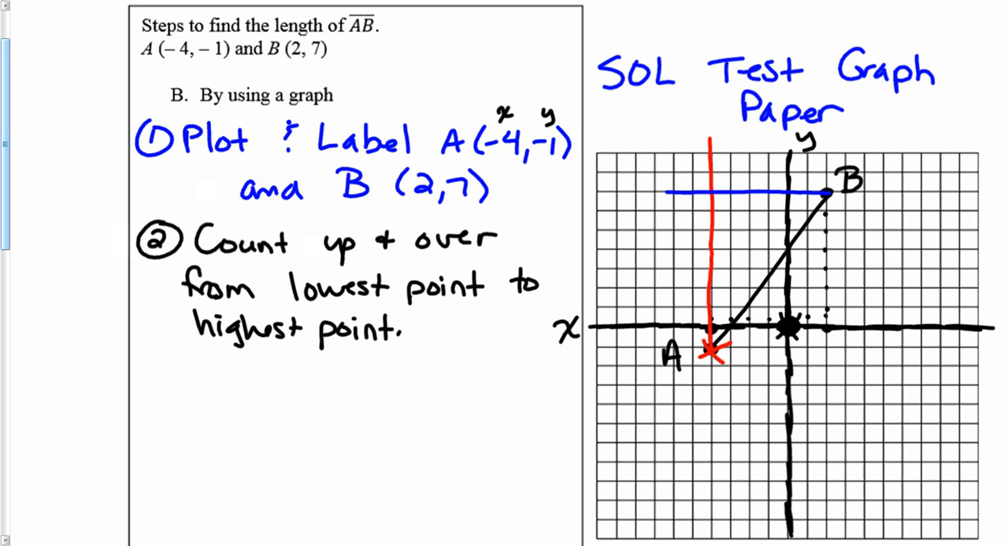Then I'm going to count 1, 2, 3, 4, 5, 6, 7, 8. So from A up is 8. So I went up 8, and now I need to count my over. My over from here is 1, 2, 3, 4, 5, 6. And my over is 6. And from here, we should be rocking and rolling. I know I need to use Pythagorean Theorem.